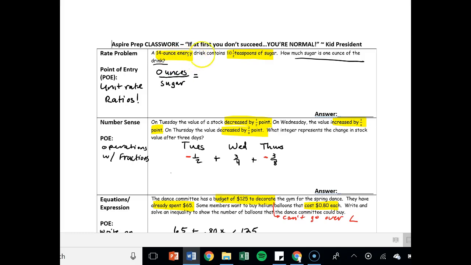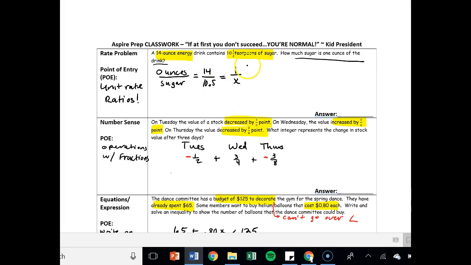A 14-ounce energy drink, highlight that, contains 10.5 teaspoons of sugar, highlight that. How much sugar is in 1 ounce of drink? It's a unit rate, so we can use ratios. Looking at our ounces, we have 14 of them, a 14-ounce drink, and sugar, we have 10.5. And then we want to know how much is in 1 ounce. 1 ounce is at the top, so we have to figure out the sugar at the bottom.